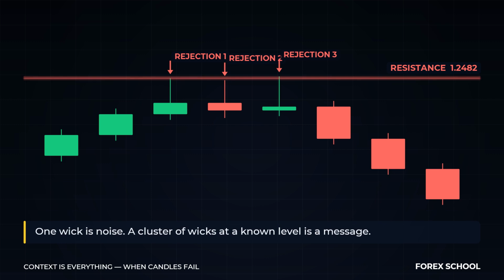Then the break lower, 3 heavy candles down through the old support. No single candle called this move. The cluster of wicks, at a known level, against tiring closes, that combination told the story loud and clear.